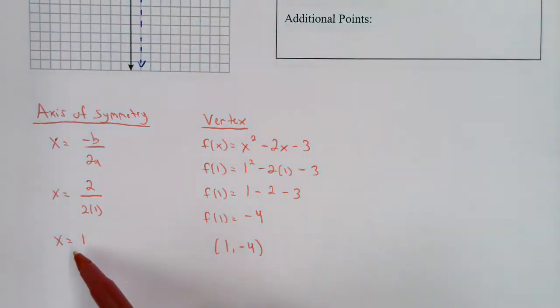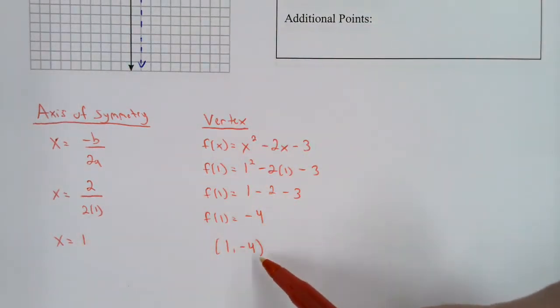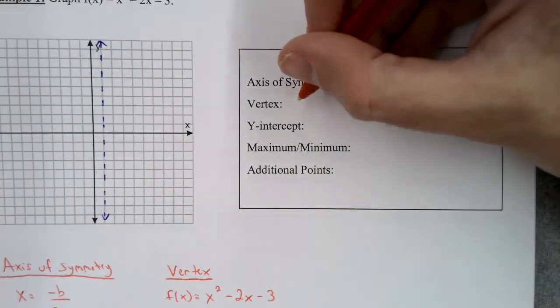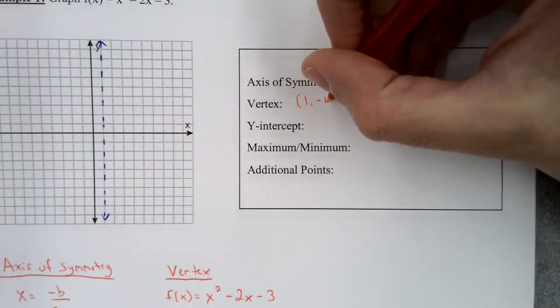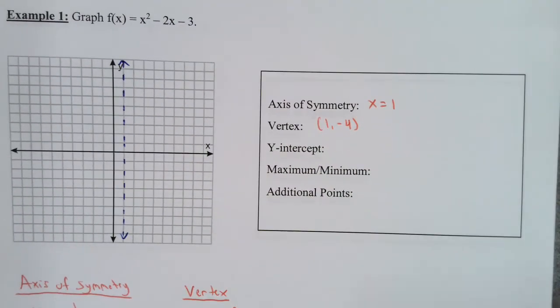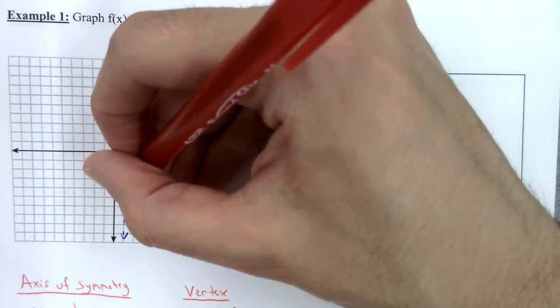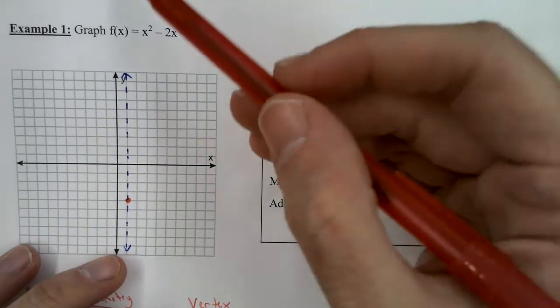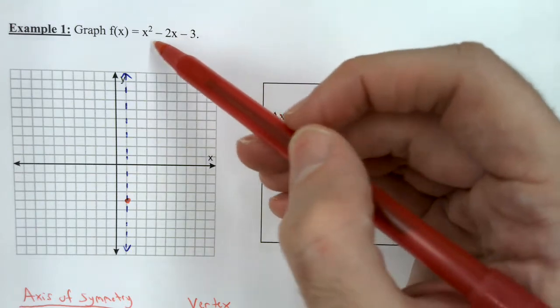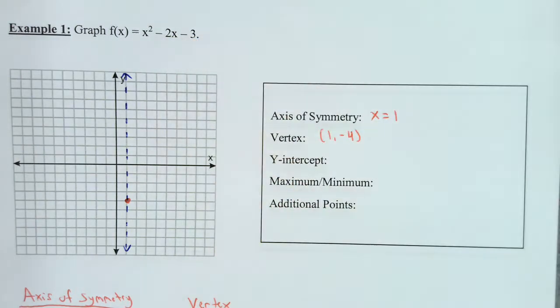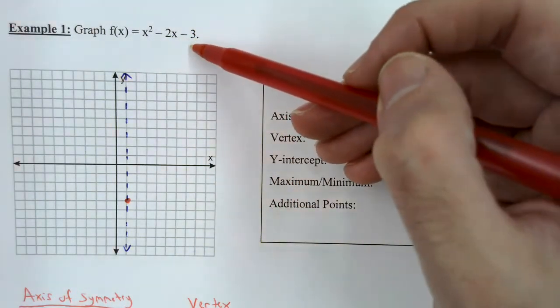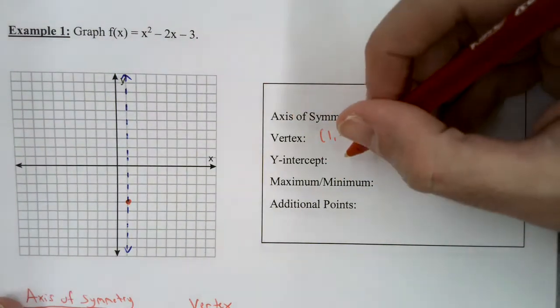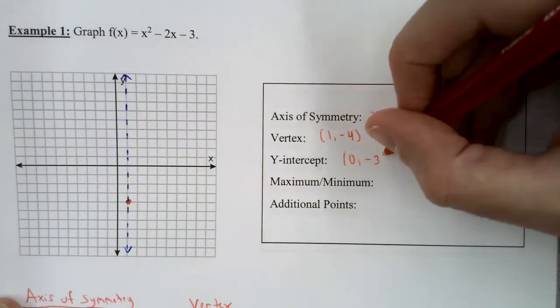So that's the x value of the vertex, and that's the y value of the vertex. 1, negative 4. I'm just going to put that up here, and let's graph that. Now the y-intercept, I put that next. The y-intercept is whatever you get when you replace the x's with zeros. So you'd have 0 squared minus 2 times 0 minus 3. The quick way: it's whatever that number is. That's always the y-intercept when it's in standard form. So 0, negative 3.